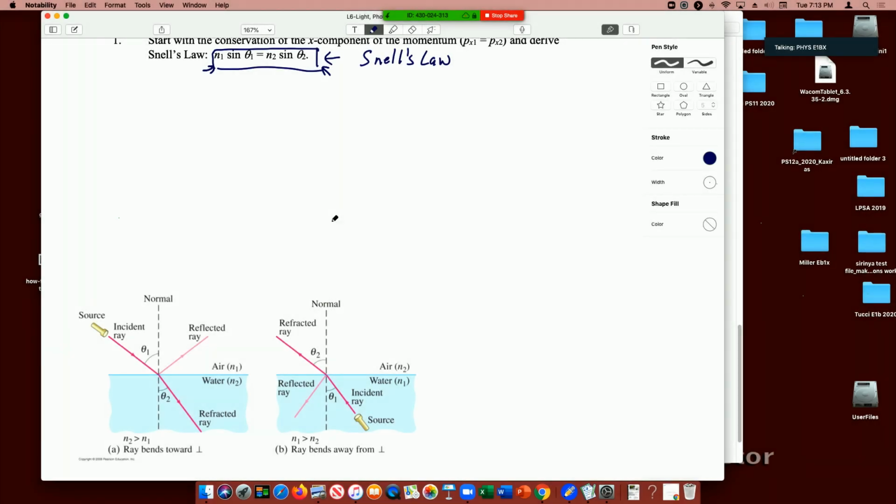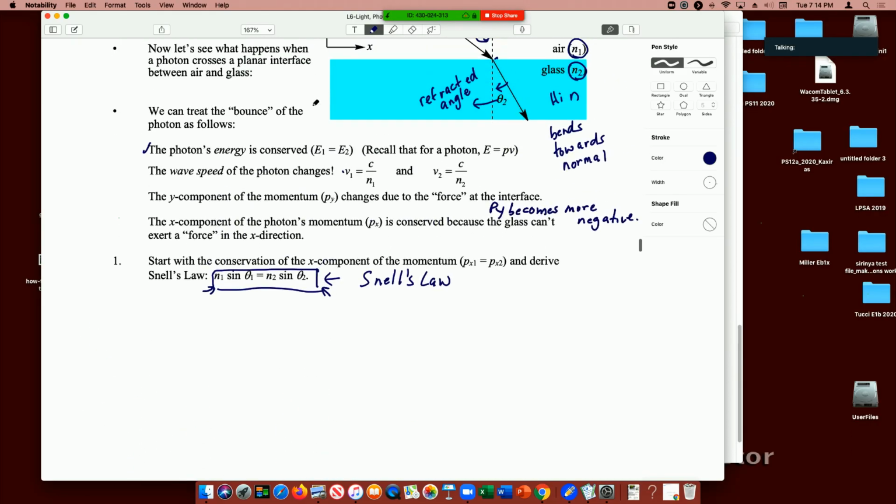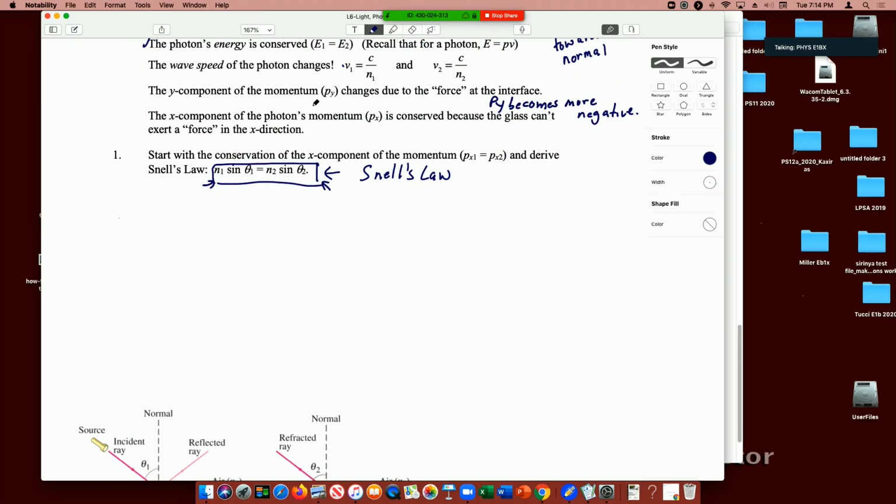Okay, so let's start going over this. We're going to start off in the same spot that we did with the previous exercise, by saying what we know to be true about the x component of the momentum before and after it goes into the water, or glass in this case. We know that the x component of the momentum initially equals the x component of the momentum finally. So the first two steps are basically the same as they were when we were looking at reflection.